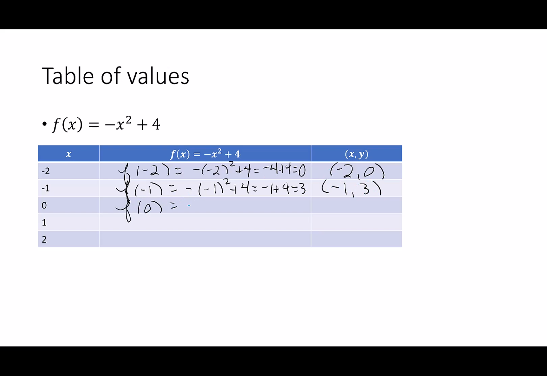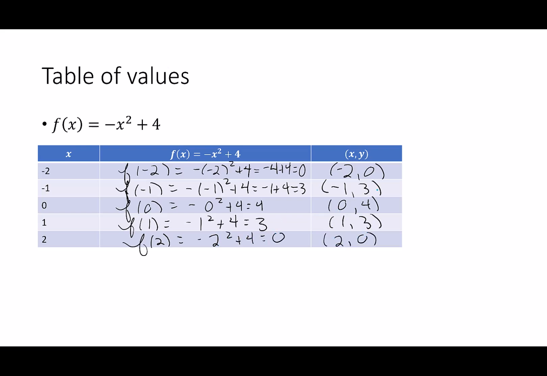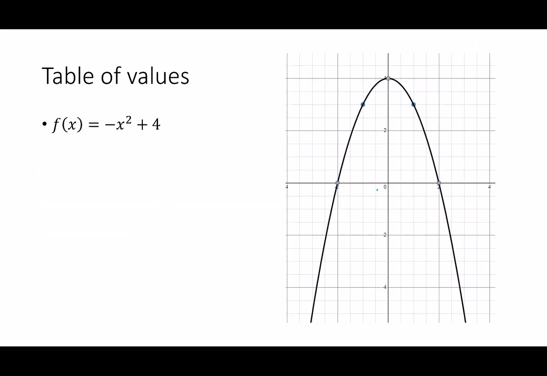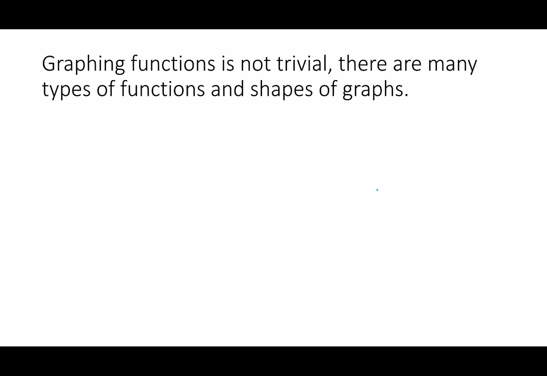f(0) gives me -(0)² + 4, which is 4. There's (0, 4). f(1) is -(1)² + 4, which is a positive 3. And then f(2) is -(2)² + 4, which gives me 0. Just like before, I start by plotting my points, and then I'm looking for that shape, which looks like an upside down U.